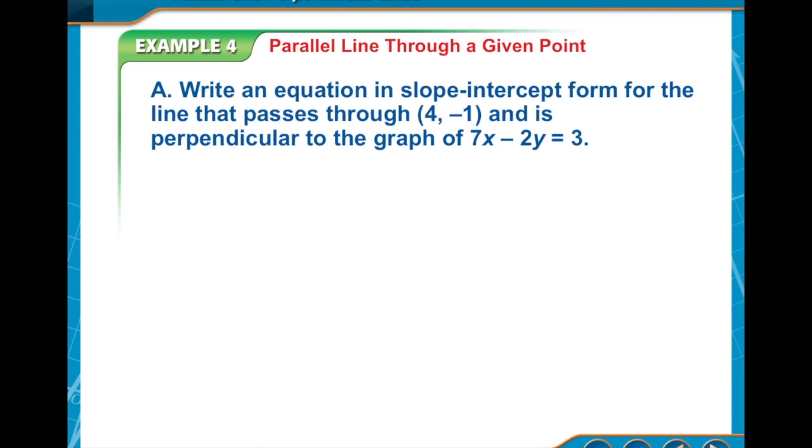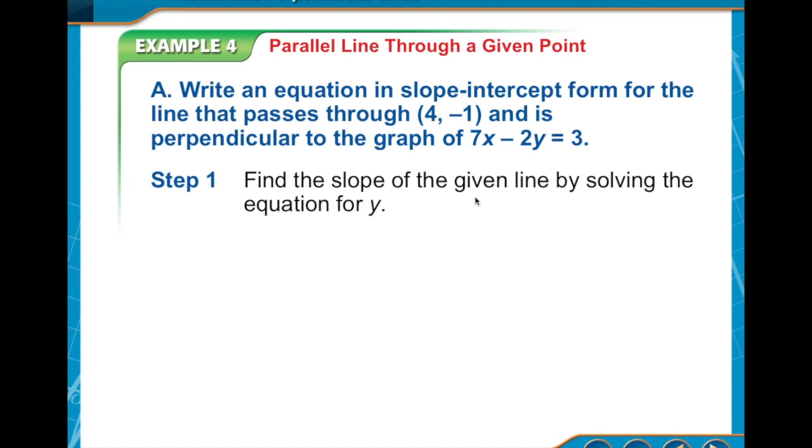So one fourth type of example to look at. We can find some information given a few pieces. So they ask us here to write an equation in slope-intercept form for the line that passes through a given point and is perpendicular to another graph. So you're going to need this equation and this point for this one.